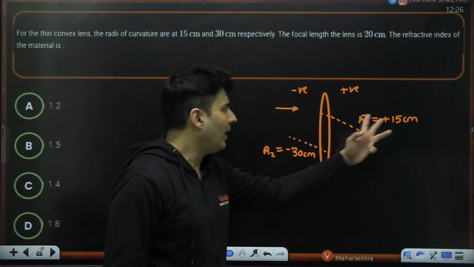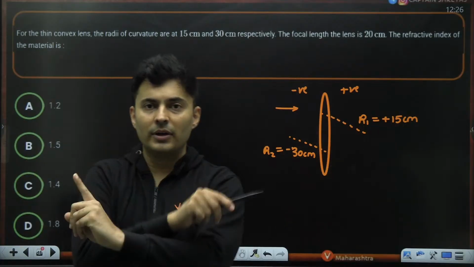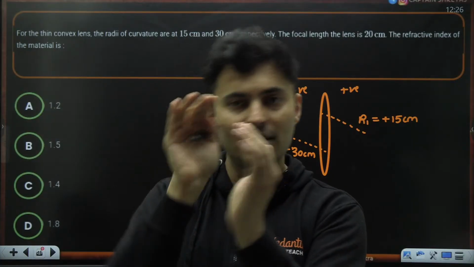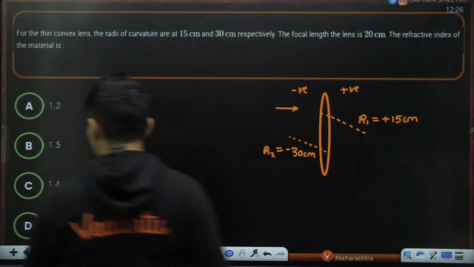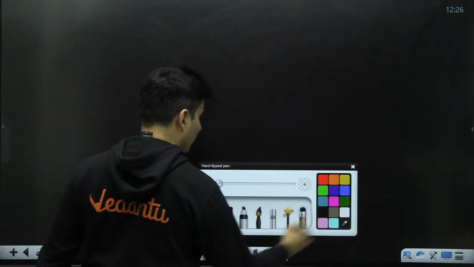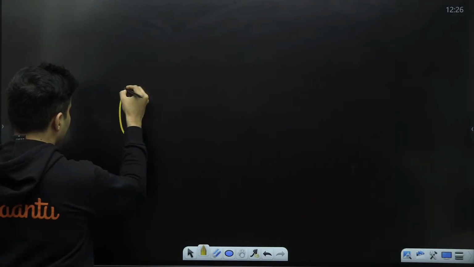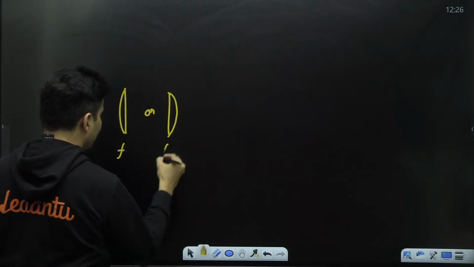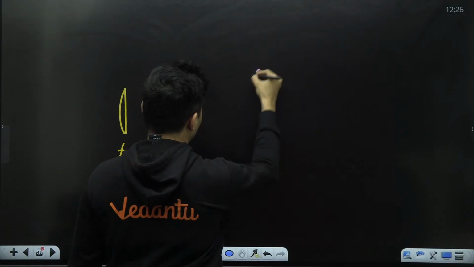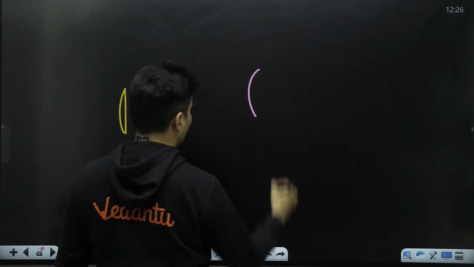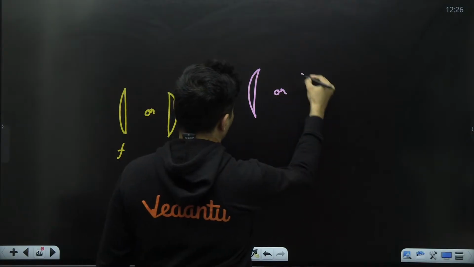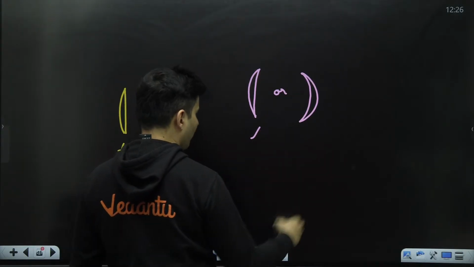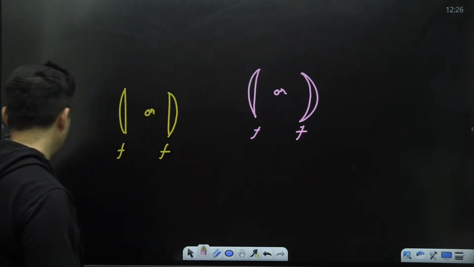Does it matter if I take 15 here and 30 there, if I change the order? No. Even if you flip the lens, even if you take the first surface second and the second surface first, the focal length remains the same. Please remember this. This is a very important property. A lot of people do not know this. If I take this lens like this, or this lens like this, it has focal length f. Both of them have the same focal length. The focal length does not depend on how you place the lens.